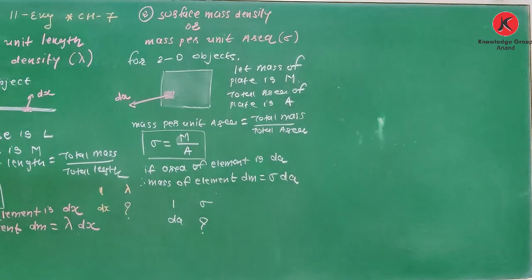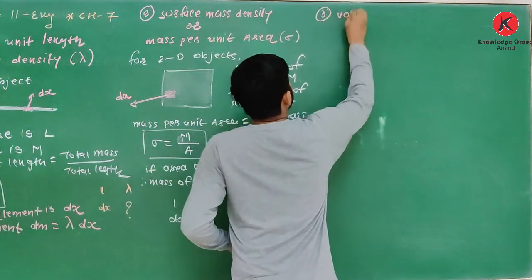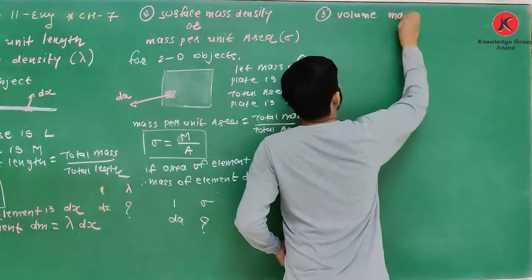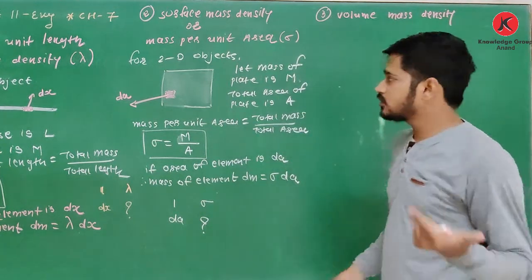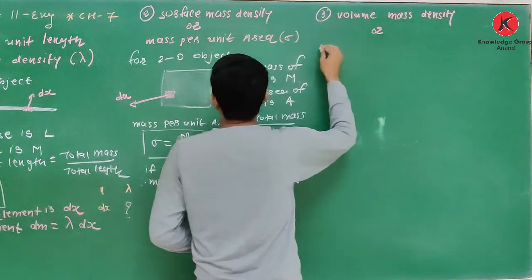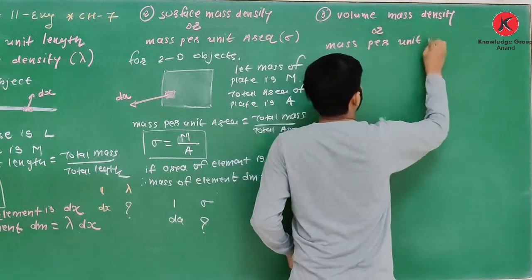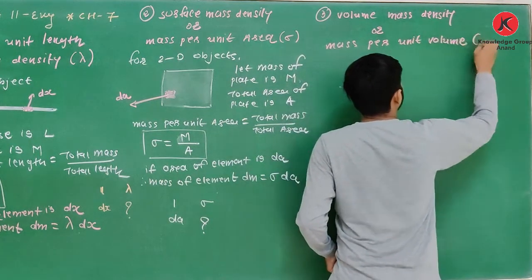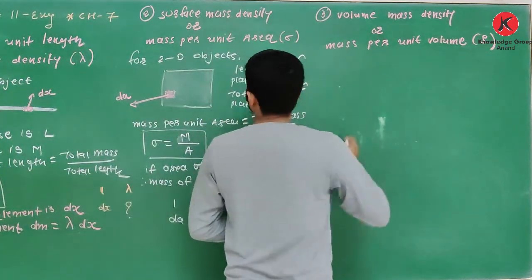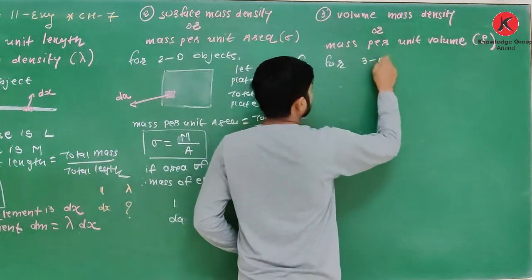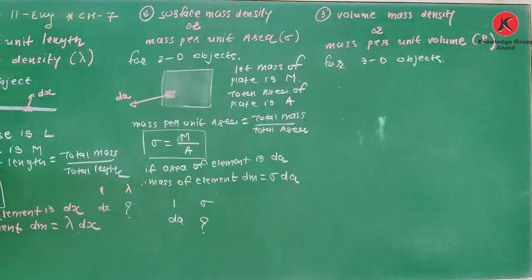So now the third one is volume mass density. And I know you also know this condition. It is called mass per unit volume, which is indicated by rho. And it is for three-dimensional objects. So yes, volume mass density, that you know.